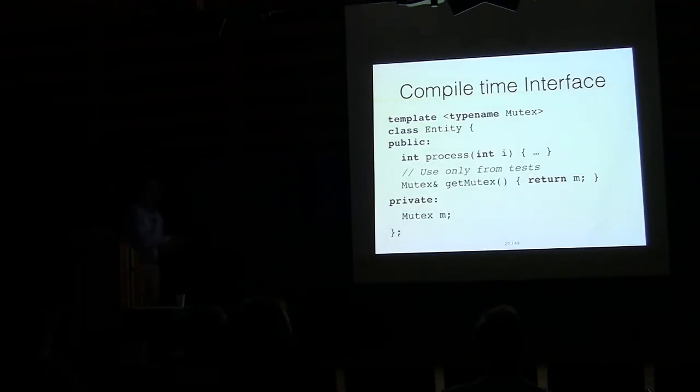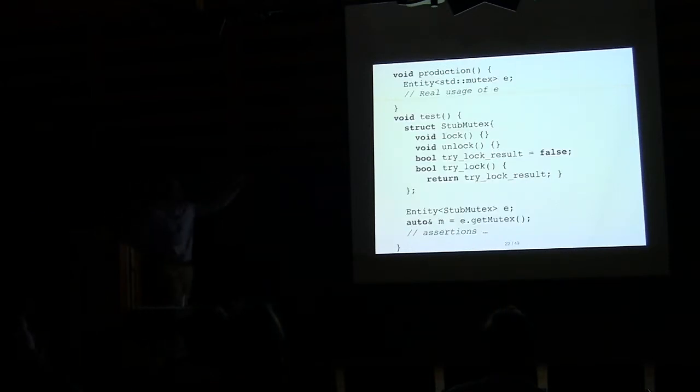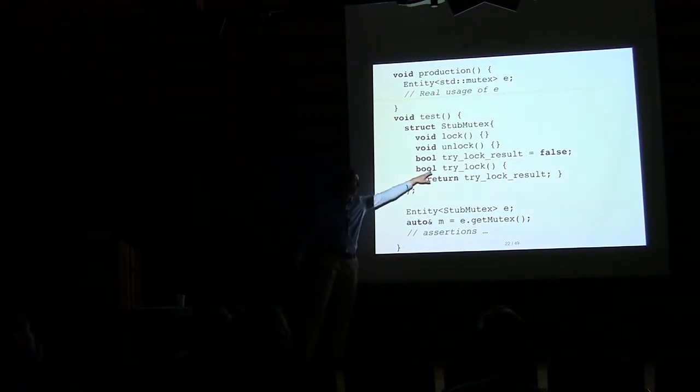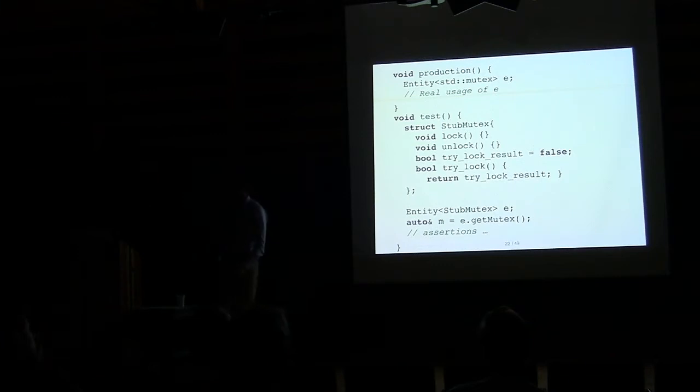Another idea is to have compile time interfaces, introducing a template type parameter. Then it's pretty easy. It's pretty obvious. The difference is that we don't need to use virtual functions and inheritance. So this is how we could set up the result return value of the trilog function. And life is easy this way.